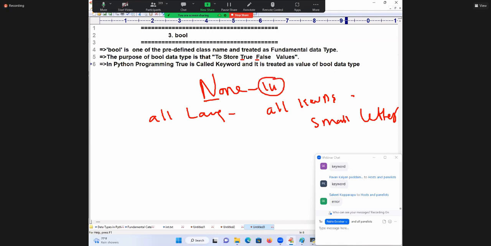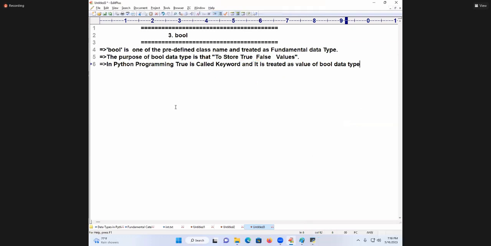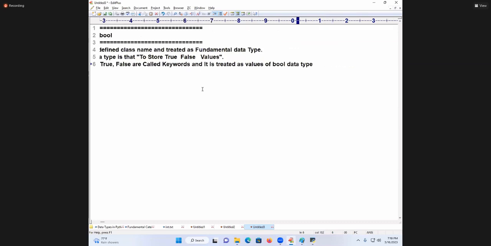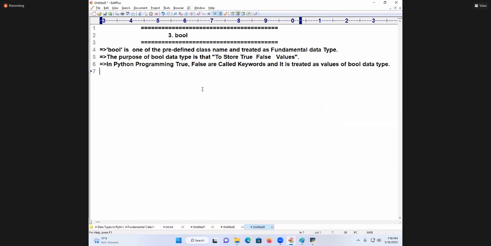So what is this? N is capital. What is this, True? T is capital. What is this, False? F here. Right. Here I am writing True, comma, False, which are called what? Keywords. Keywords treated as what? Values of which data type? Bool data type. Getting it, students? Very good.